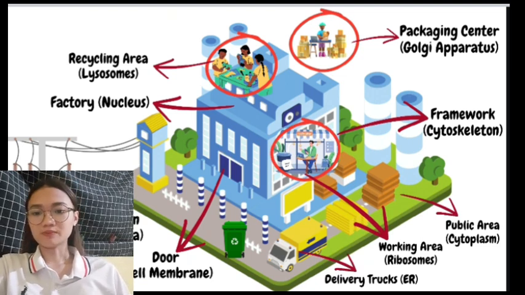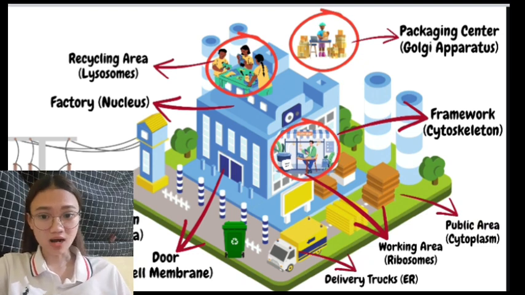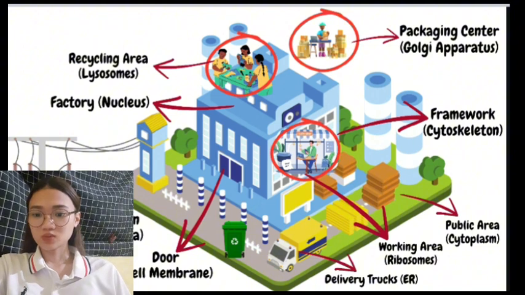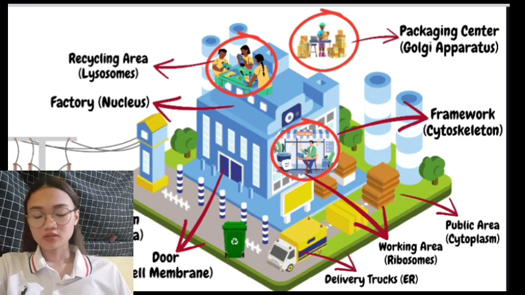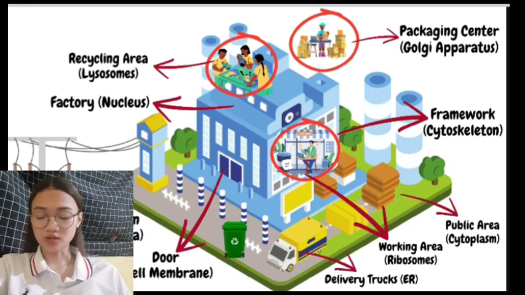We have the public area or the cytoplasm. So, dito lahat nagaganap yung mga activity. Next we have the mitochondria or the power station. So, si mitochondria ang nagbibigay ng energy doon sa factory or sa ating nucleus. So, we have the endoplasmic reticulum or the delivery truck. Siya yung nagtatransport ng goods throughout the factory.